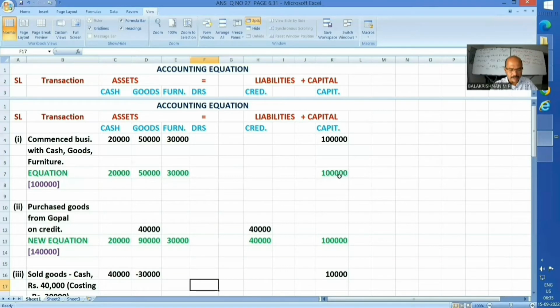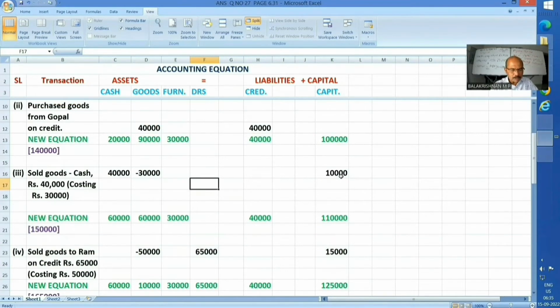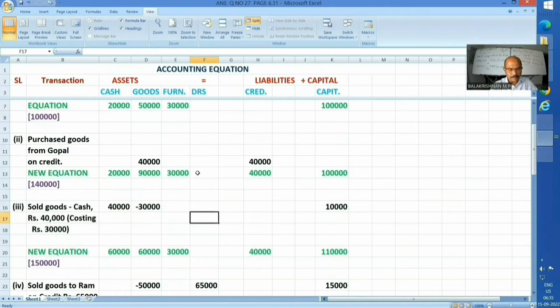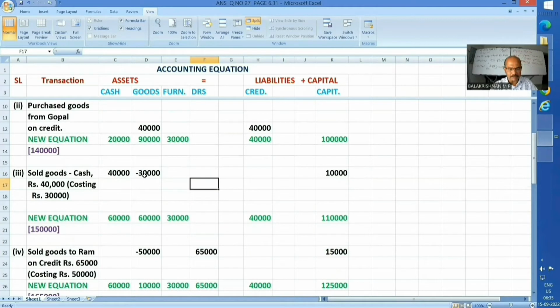Well, the next one, purchase goods from Goel on credit. On credit means you know that an external liability is committed. So 40,000 in the liability side comes against creditors. And previous goods were 50,000. It has gone up to 90,000.